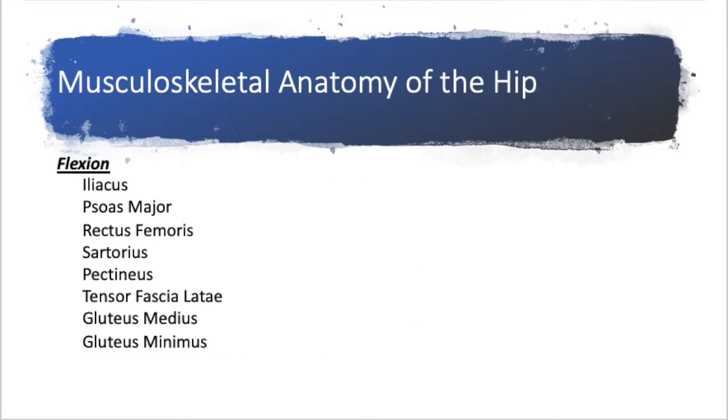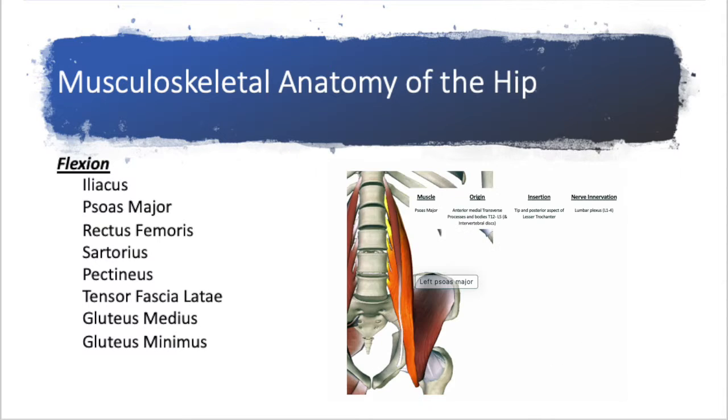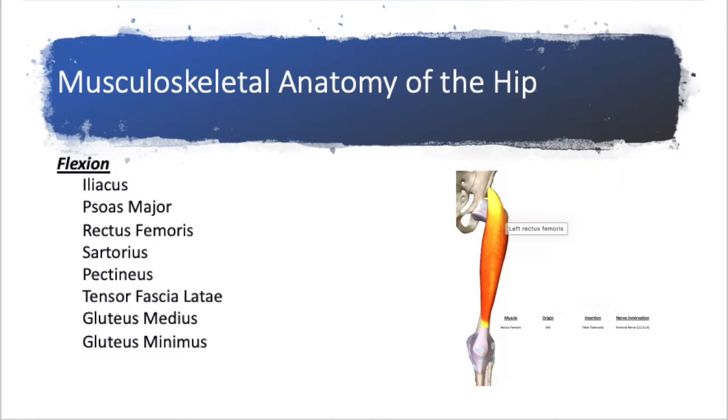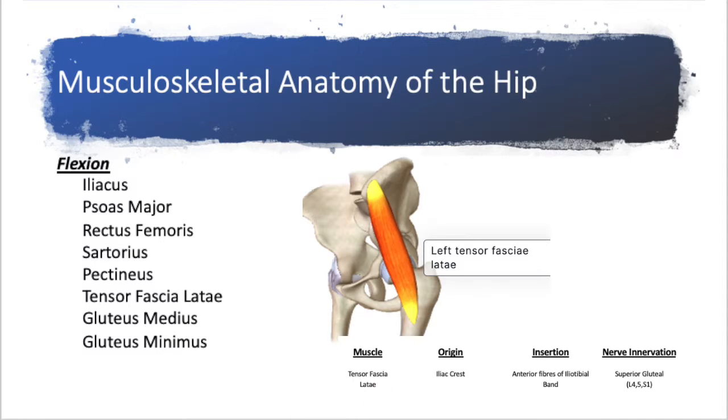During flexion of the hip, the following muscles are active. Iliacus, which runs from the iliac fossa to lesser trochanter. Psoas major, which runs from transverse processes of T12 to L5 to the lesser trochanter. Rectus femoris, which runs from anterior inferior iliac spine to the tibial tuberosity. Sartorius, which runs from the anterior superior iliac spine to the pes anserine. Tensor fascia latae, which runs from the iliac crest to the anterior fibres of the iliotibial band.